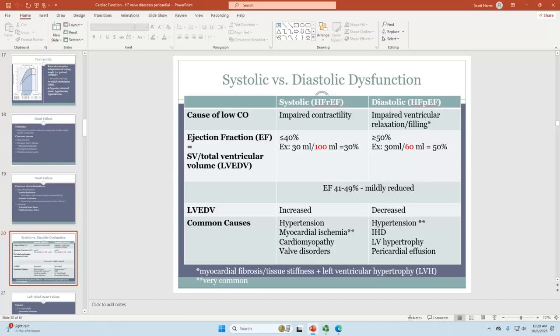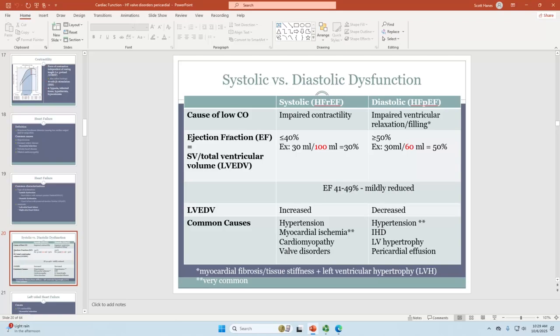So it fills with a decreased amount of blood. Now, with that being said, it is certainly possible that patients can have a little bit of both systolic and diastolic dysfunction. A lot of the diastolic dysfunction is a result of fibrosis that occurs over time, commonly associated with hypertension, but a variety of other diseases as well, in addition to left ventricular hypertrophy.